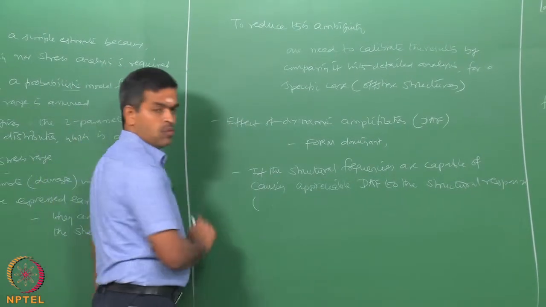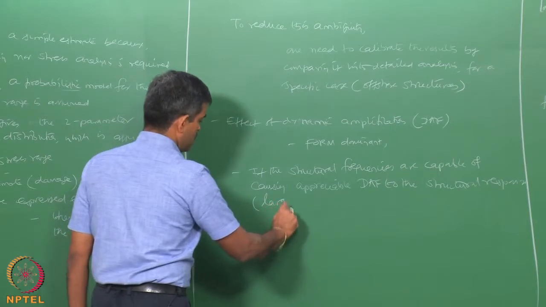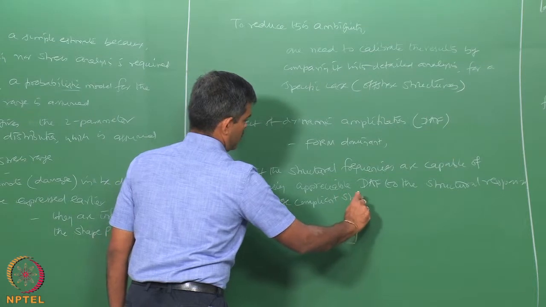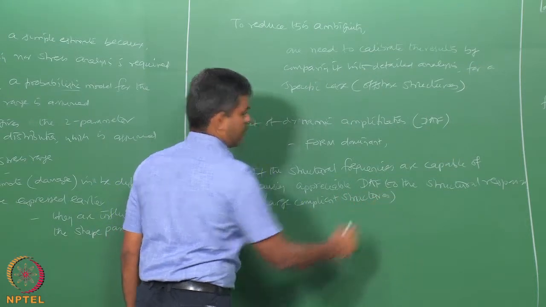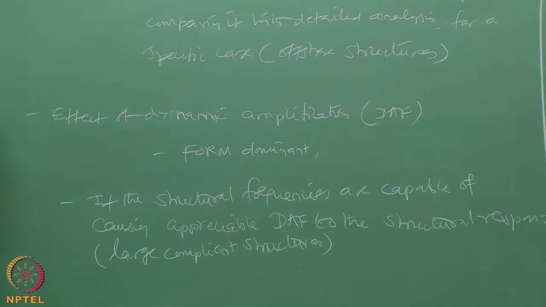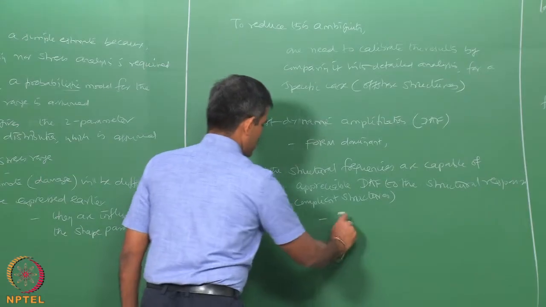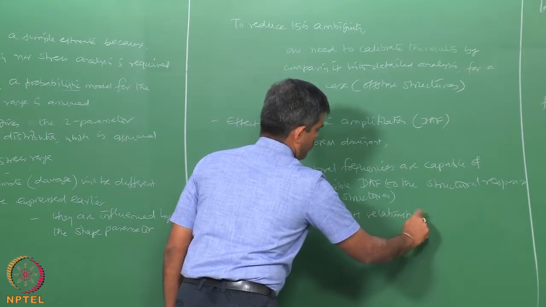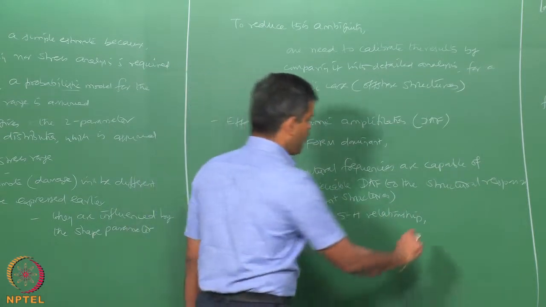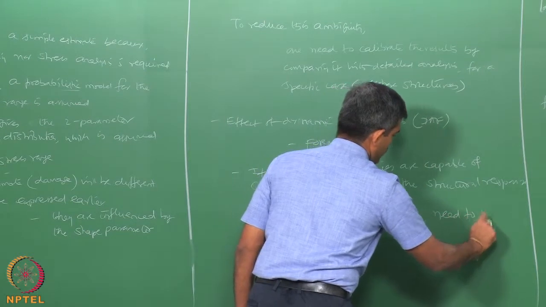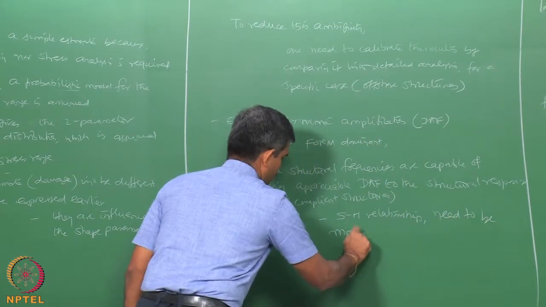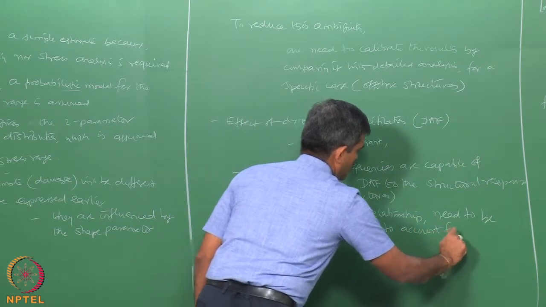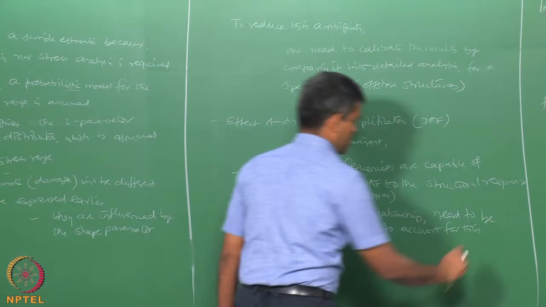This is very true in case of large compliant structures. Okay, this is very true. This will happen. Then what we have got to do is the SH relationship, what we discussed, need to be modified to account for this effect.